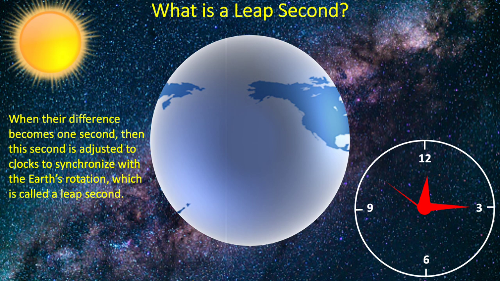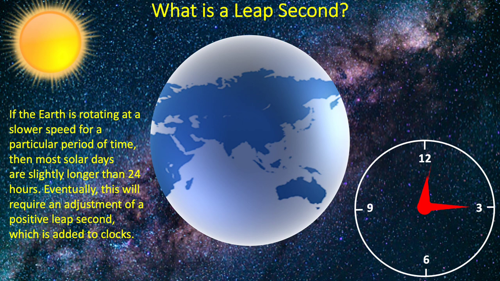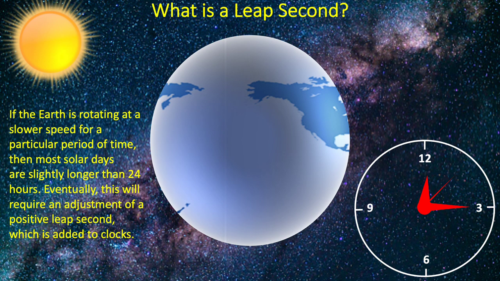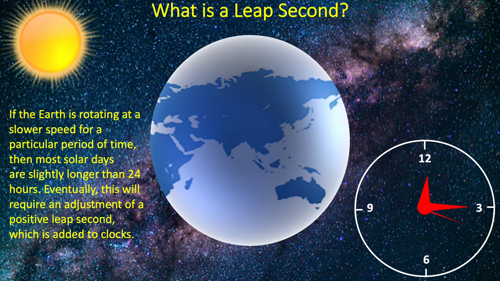For example, if the earth is rotating at a slower speed, then solar days are slightly longer than 24 hours by a fraction of a second. If a large number of solar days are longer than 24 hours for a period of time that is sufficient enough to become the overall difference of 1 second, then this requires the synchronization of clocks by adding an extra second to our clocks, which is called a positive leap second.